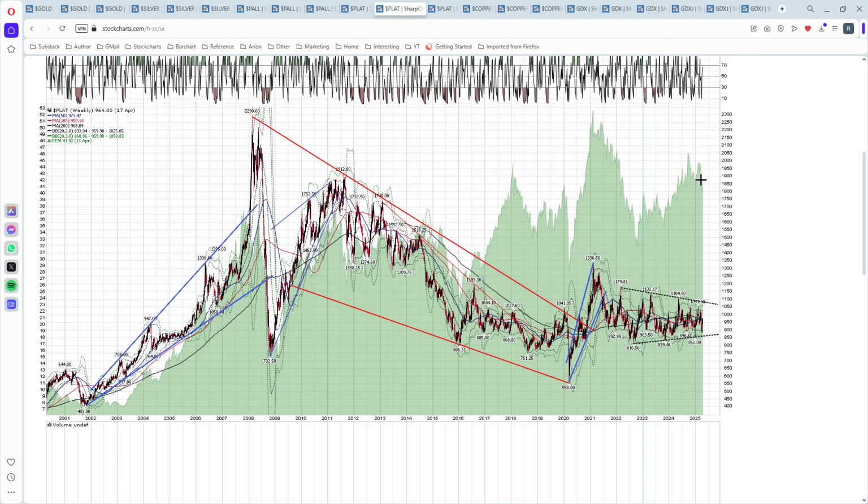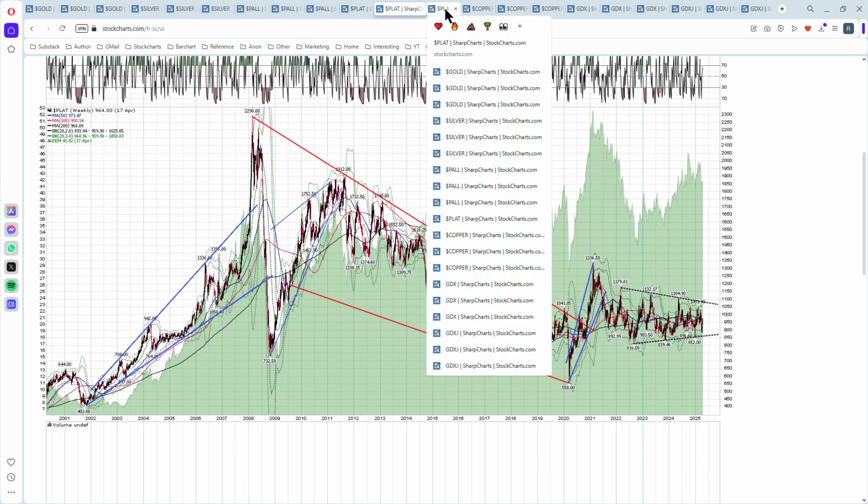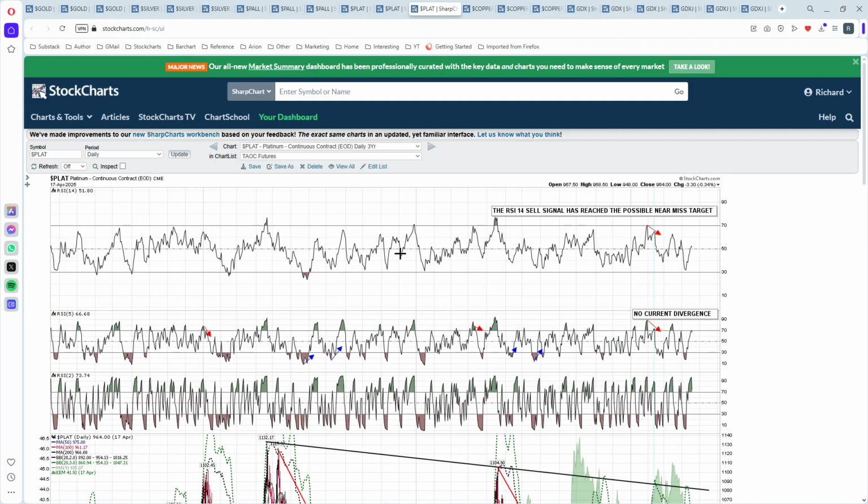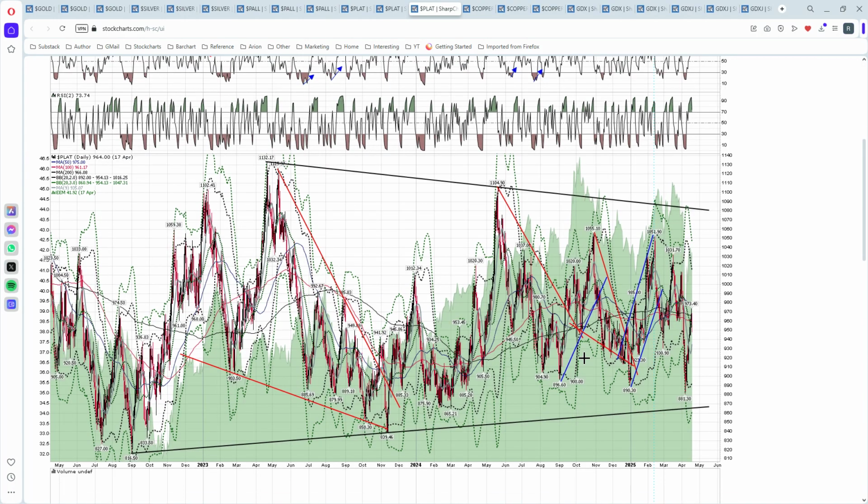We do need to remember that these are good potential stores of value, but they are also industrial metals, and industrial metals are sensitive to economic activity. On the daily chart, no current divergence. We've got a sell signal here, but it's reached the possible near-miss target already.